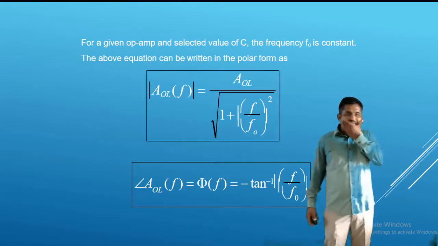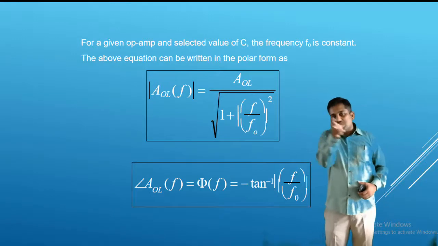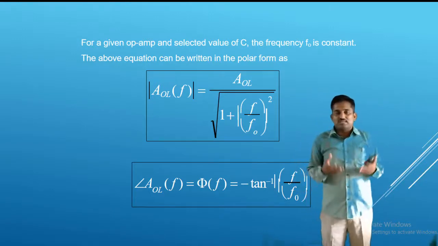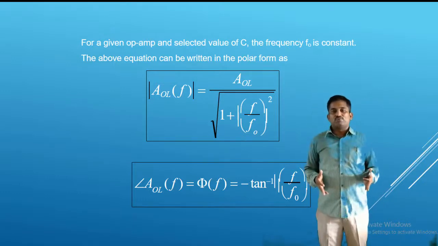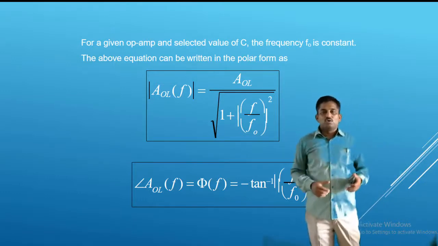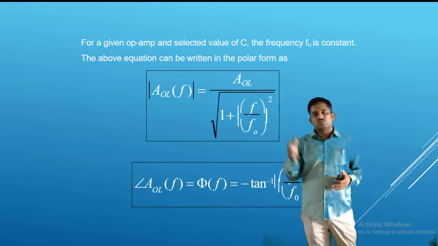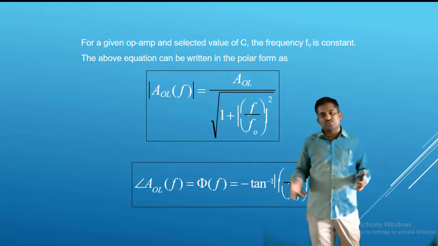Next, here I am representing the transfer function in terms of magnitude as well as phase angle. Whenever we represent in terms of magnitude, we have to consider the modulus of the gain. So the modulus of A0L(f) = A0L divided by the square root of x + jy, meaning the square root of x squared plus y squared.